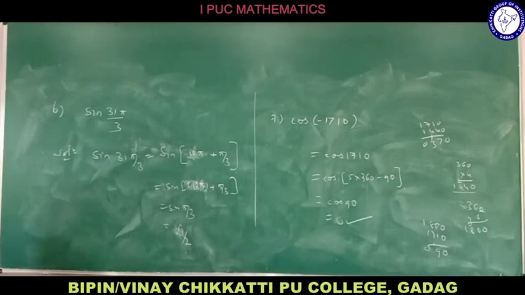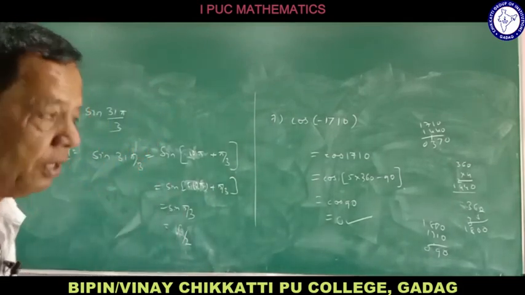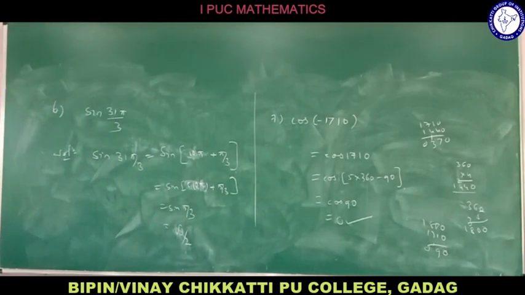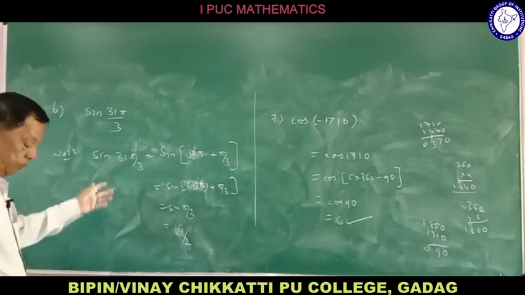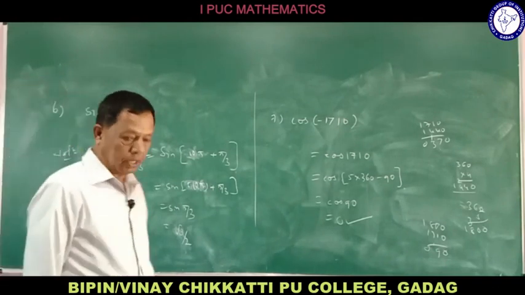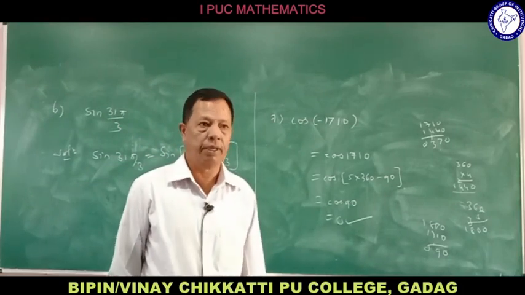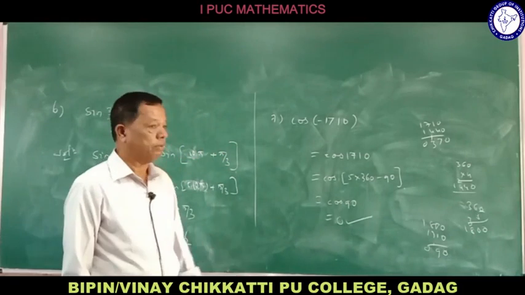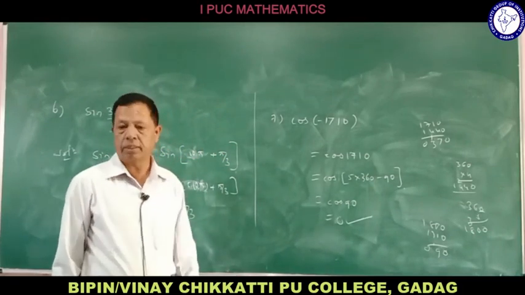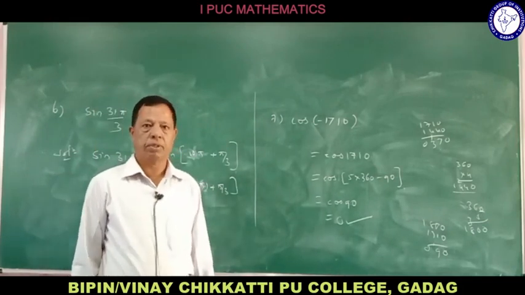In the next class I will determine the sum and difference of two angles in trigonometry. This is the way you determine these, and accordingly you can write it. I hope you understood how this can be done easily. Whatever I have done so far, you repeat it; almost all problems I have taken from the exercise, and accordingly you can do this. Okay, thank you.